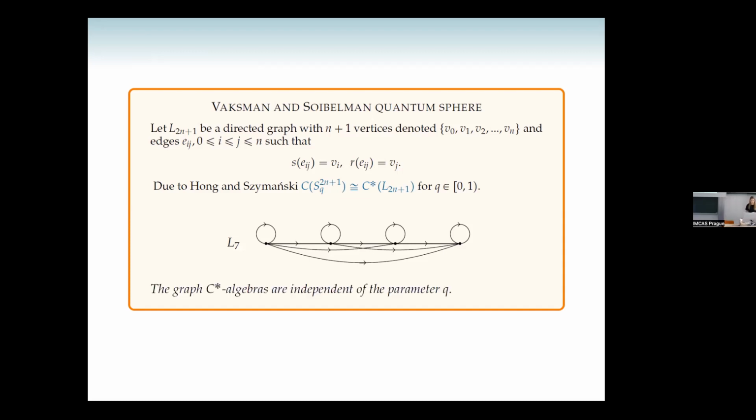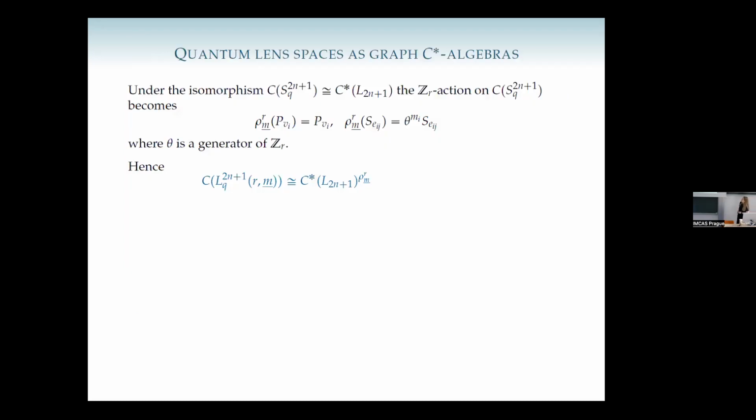Okay. So now let's go to the quantum lens spaces. So we have this isomorphism here of the sphere with the graph. And this is given explicitly, which is very nice here, because then we can translate this action we have of this finite cyclic group on the sphere to the graph system algebraic description directly using the isomorphism. And then the action becomes this.